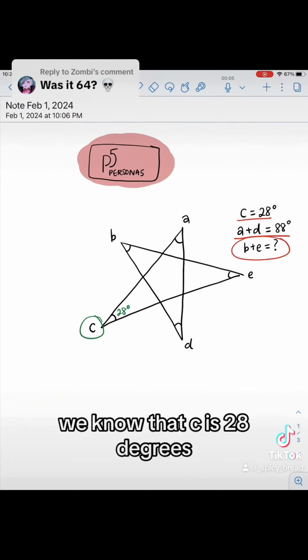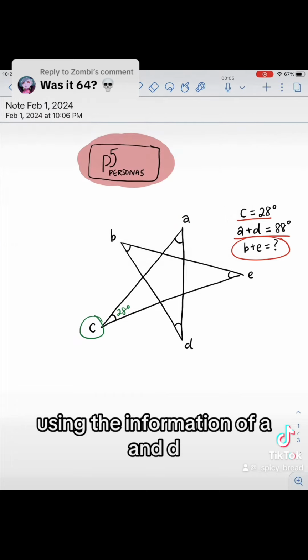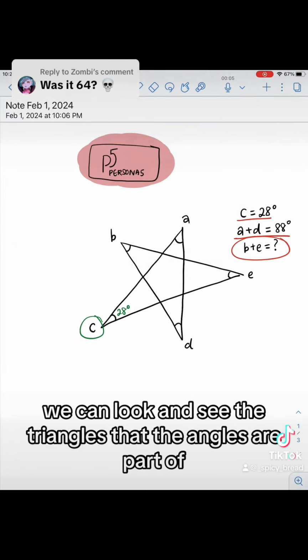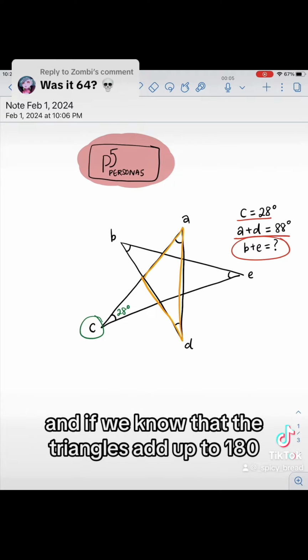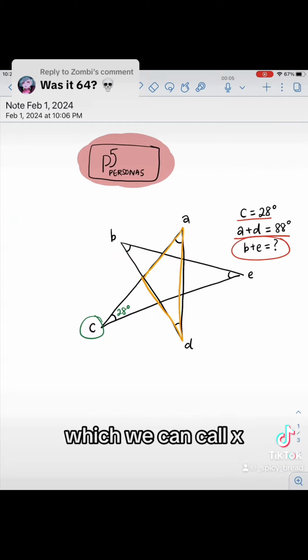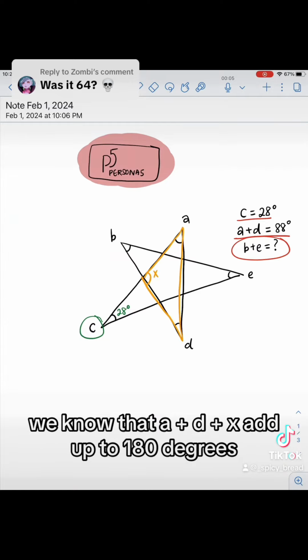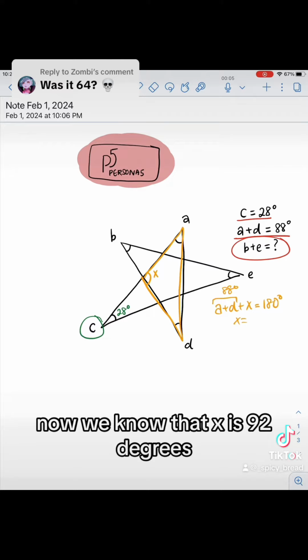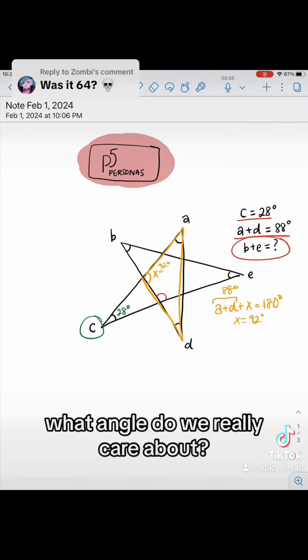We know that C is 28 degrees. Using the information of A and D, let's figure out if we can find other angles. So what do we do now? We can look and see the triangles that the angles are part of. A and D are part of this triangle, and if we know that the triangles add up to 180, we know that this angle, which we can call x, A plus D plus x adds up to 180 degrees. And since we already know that A plus D is 88 degrees, now we know that x is 92 degrees. What angle do we really care about?